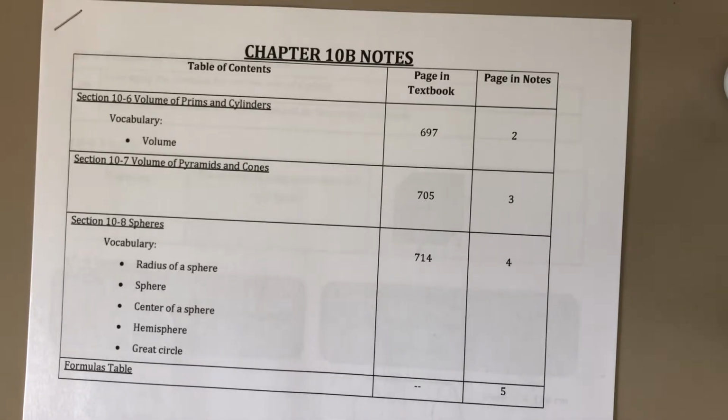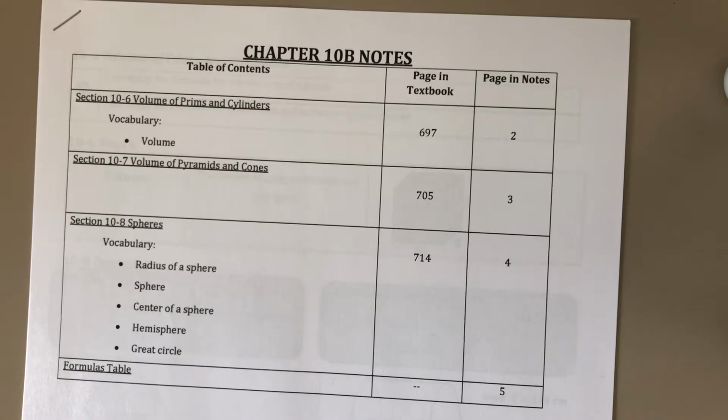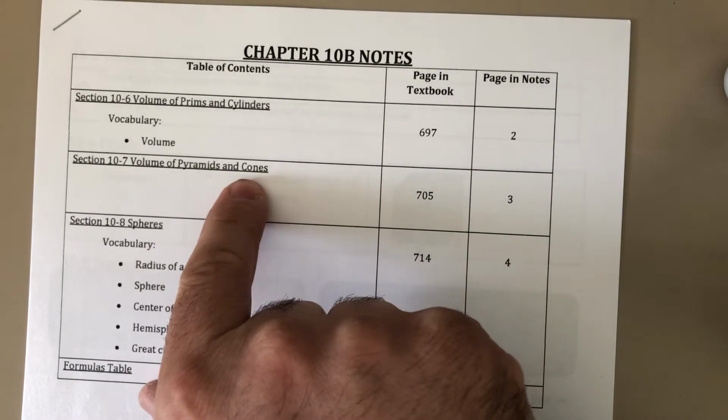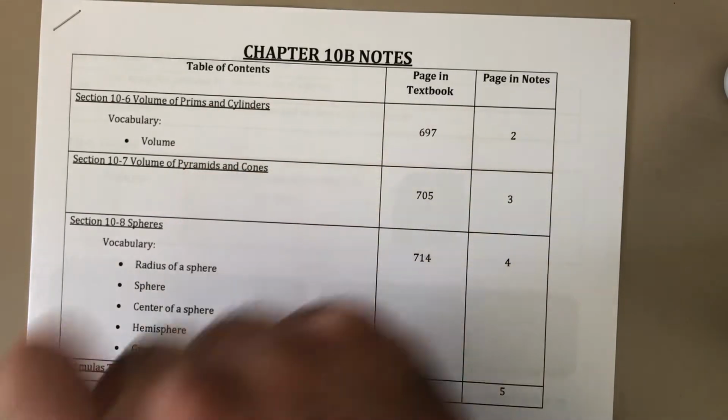This is the part B, right? We did chapter 10A, took a test on that. Now we're looking at chapter 10, part B. Part A was about surface area for these three-dimensional objects. Now we're going to look at the volume of these three-dimensional objects. So the same objects. We're still going to be looking at prisms and cylinders. We're going to be looking at pyramids and cones, but how to find their volumes now.